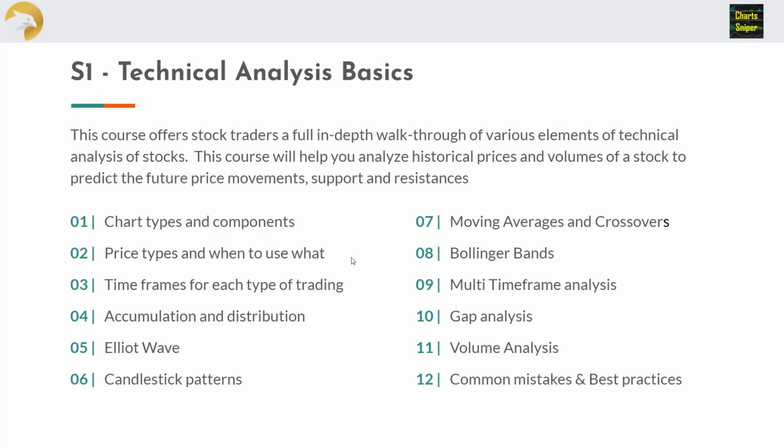Understanding the candlestick patterns to identify supply and demand and some behaviors. So you might have seen people talking about doji candles or morning star candles. We'll cover all those things in this session, and moving averages and crossovers, how these can act as entry and exit triggers, Bollinger Bands, whether a stock is really overbought or not, and how we could look at a chart from multiple time frames, some gap analysis that we could do when there is a gap. What are the different types of gaps that typically occur? Volume analysis and common mistakes and best practices.